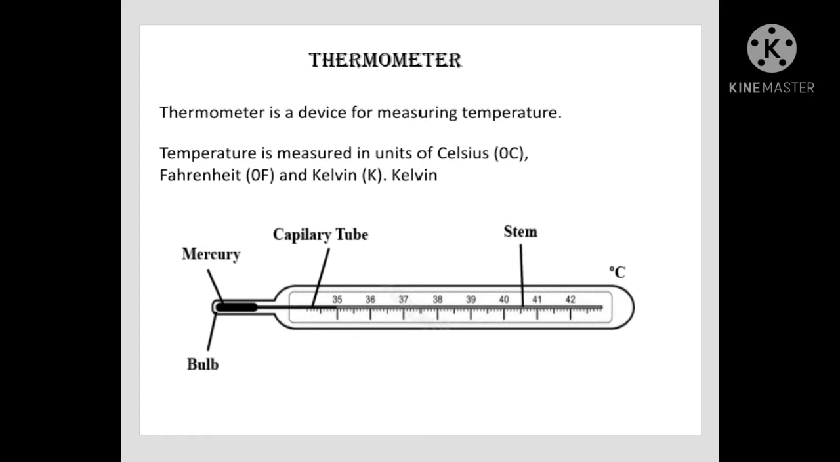So a thermometer is one of the measuring units. Our topic name itself is measurement. So how are we measuring the temperature? It's by a thermometer. And what will be the unit? The units will be degree Celsius, degree Fahrenheit and Kelvin. Now, what are degree Celsius, Fahrenheit and Kelvin?